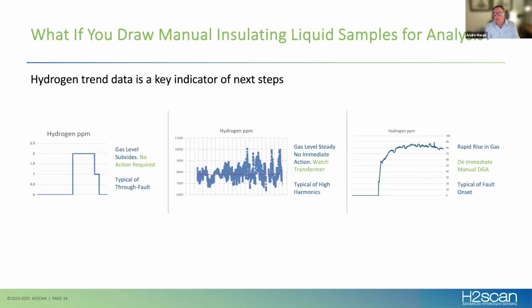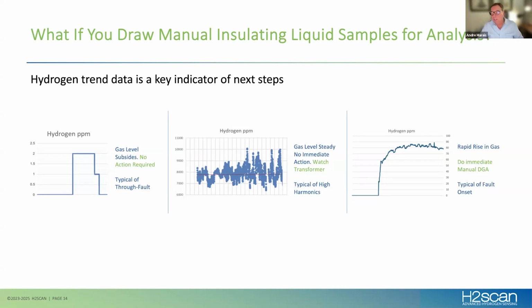We see a sudden and rapid rise in gas. Your next step is to do an immediate manual DGA. Get the sample drawn, get it to the lab. Your immediate next step is not to call the vendor and tell them that their sensor's broken, as is more common, but it is to do an immediate manual DGA.